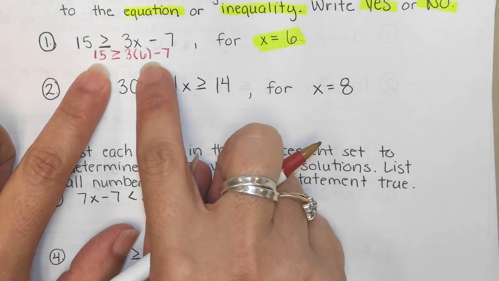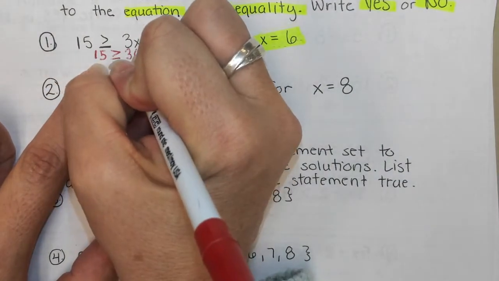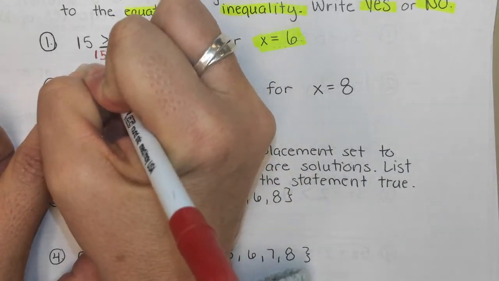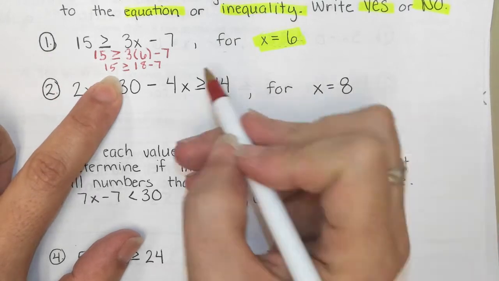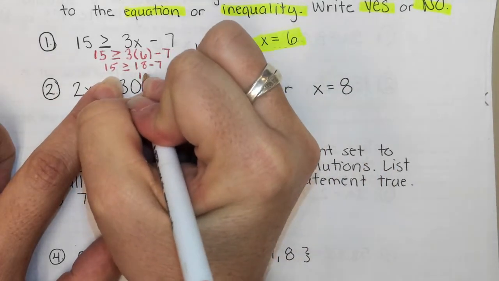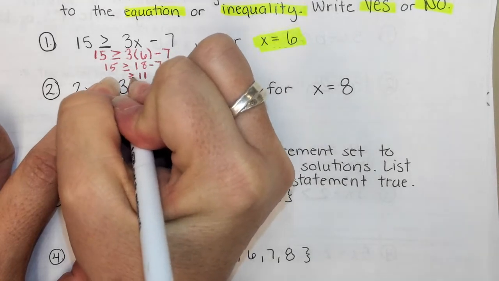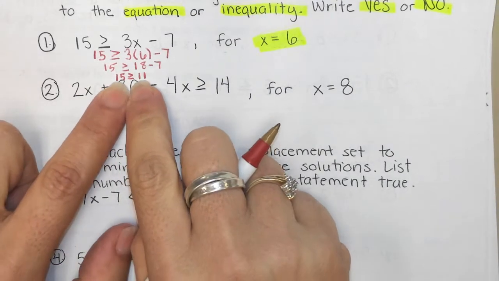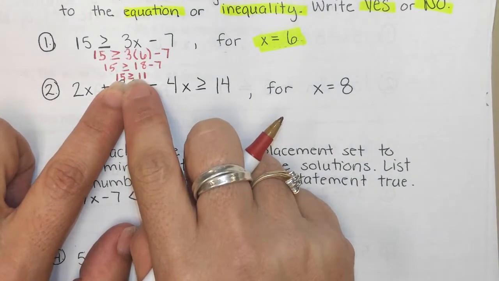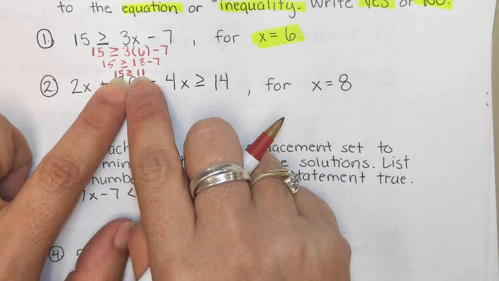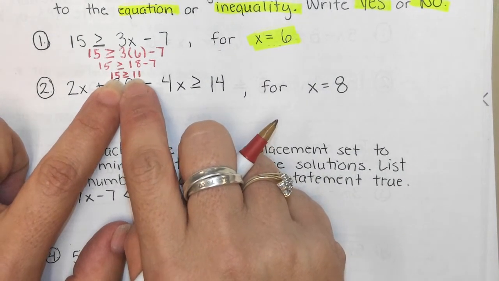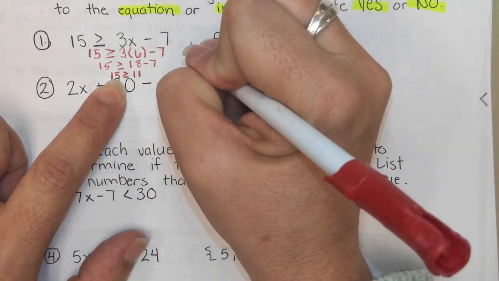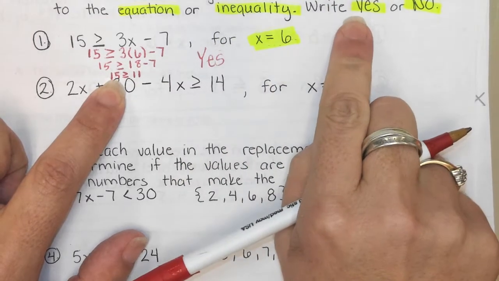Now, 3 times 6 would be the first thing because it's multiply, and you copy the rest of the problem. Now, 18 minus 7 is 11. Okay, so my final answer is 15 is greater than or equal to 11. Is that true? 15 is greater than or equal to 11. Yes, that is true. So you put the word yes because it is true. That was where that came from.